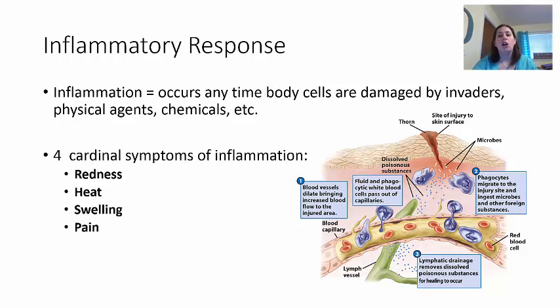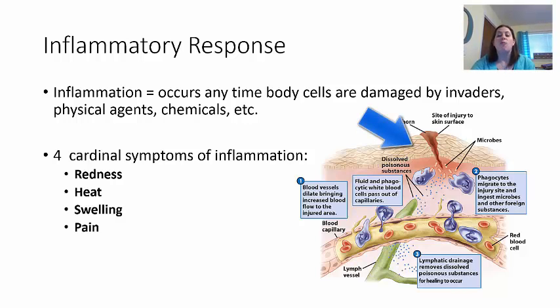Now, there are 4 cardinal signs to inflammation, okay? 4 things we see when inflammation is present in an area. The first thing is redness, okay? We see redness. We also see heat, swelling, and pain. And so in the picture over here, you're going to see why we get these different things. So a thorn has gotten into your skin somewhere, okay? So you see the thorn stuck here.